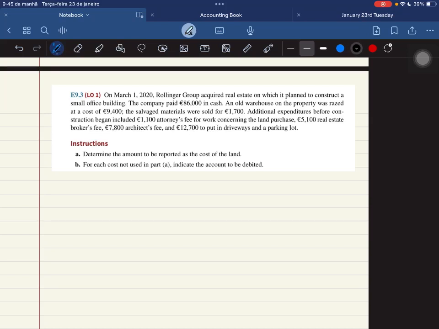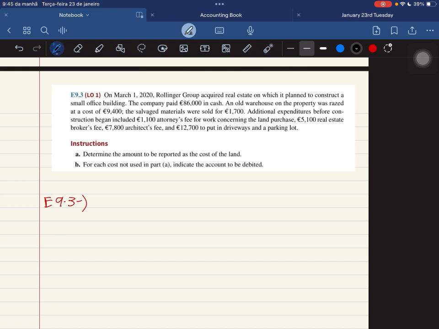E 9.3. On March 1st of 2020, Rollinger Group acquired real estate on which it planned to construct a small office building. The company paid 86,000 euros in cash. An old warehouse on the property was razed at a cost of 9,400 euros. The salvaged materials were sold for 1,700 euros.